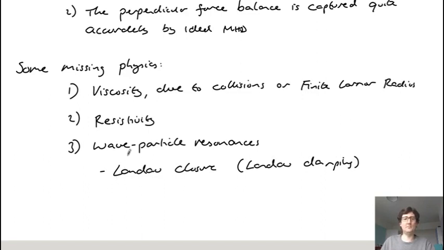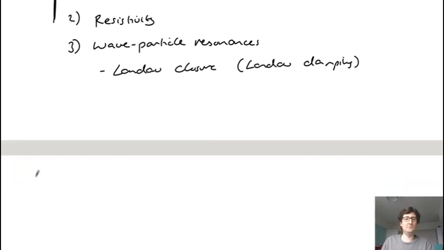You can also have, of course, things like drift resonances. So in bounce orbits, there's a period over which particles bounce, and that can also resonate with waves, and that also is very hard to capture with a fluid model, and you really need a kinetic treatment. So in this lecture, I'll briefly go through these two, and then there'll be follow-up lectures that go into these in a bit more detail. So I'll start with viscosity.